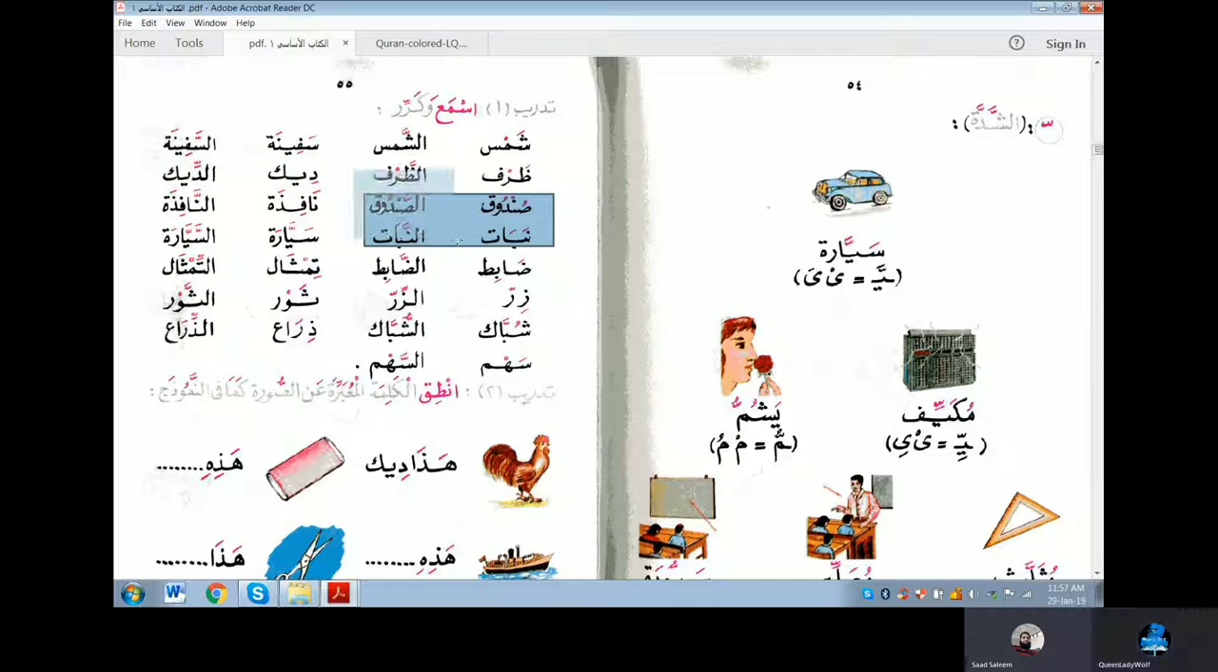Sundukun means box. Sundukun means box. And Assundukun means the box.